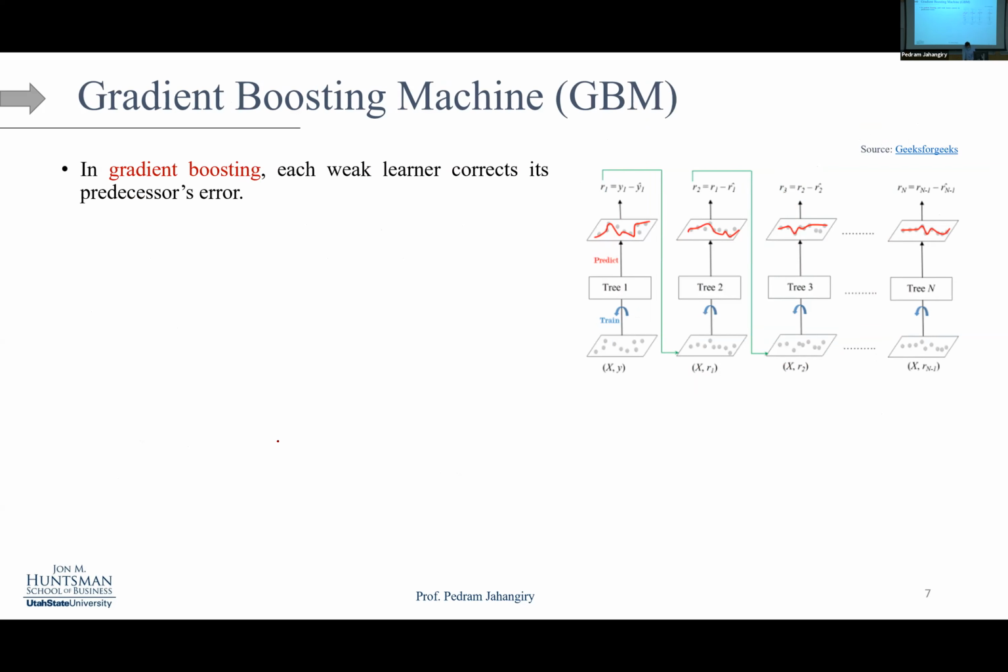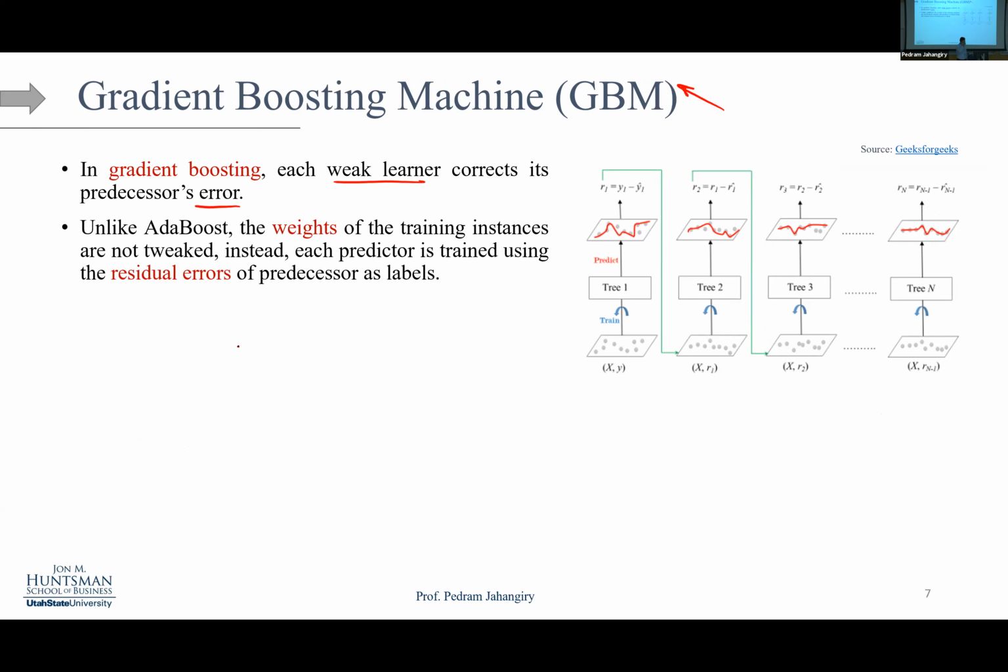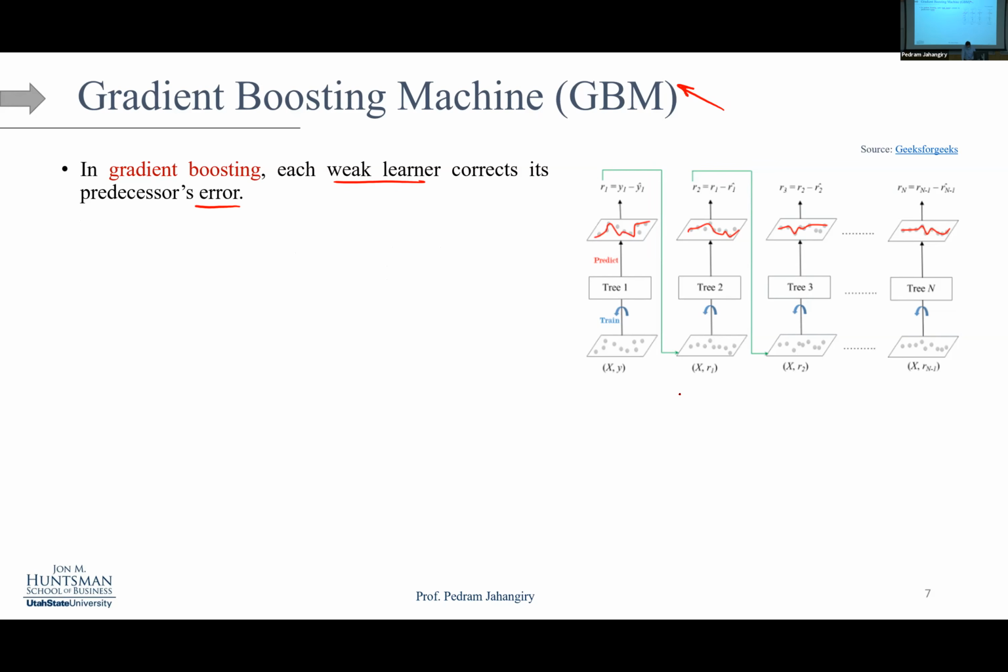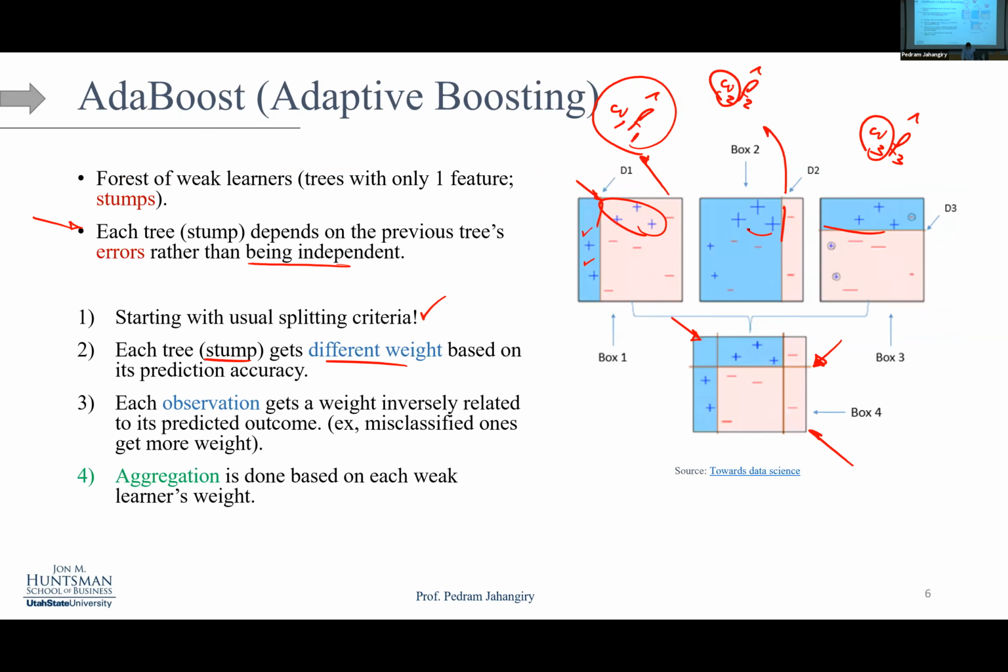Now, the second boosting method is GBM, gradient boosting machine. In gradient boosting, each weak learner, remember the weak learner is again a decision tree, corrects its predecessor's error. So the idea is the same. It's going to focus on the error of the previous tree, right? But the difference is that, unlike AdaBoost, the weights of the training instances are not tweaked. This is the big difference that I was talking about in the previous slide. In AdaBoost, we give the misclassified observations different weights. In gradient boosting, we don't do that.